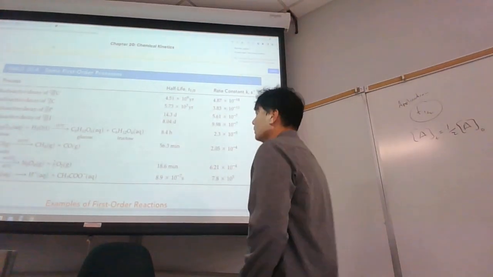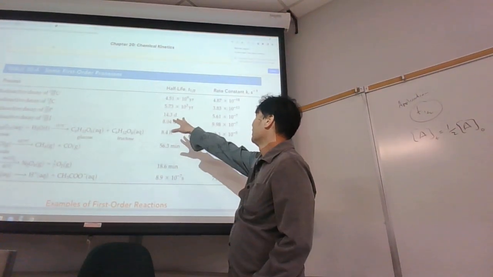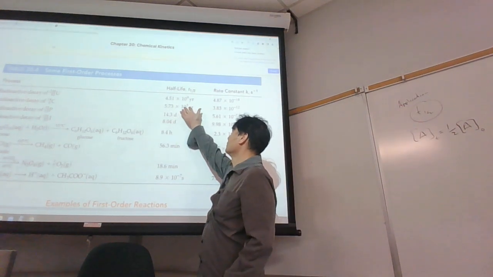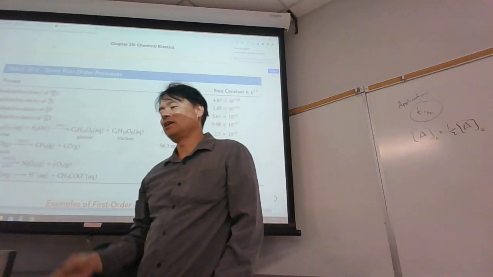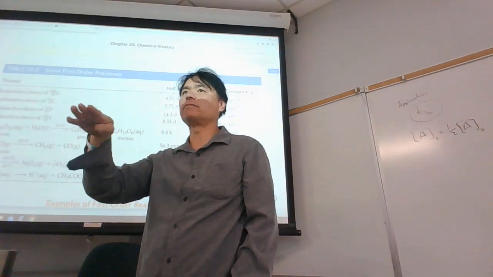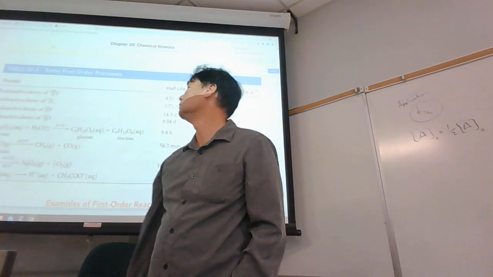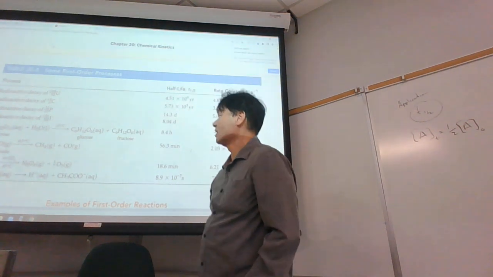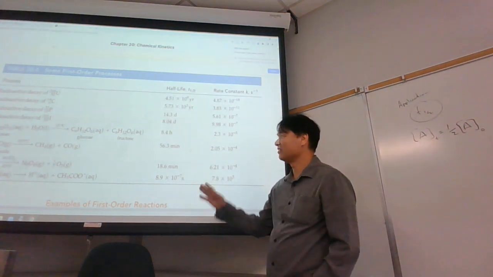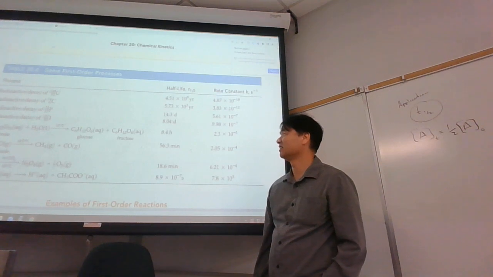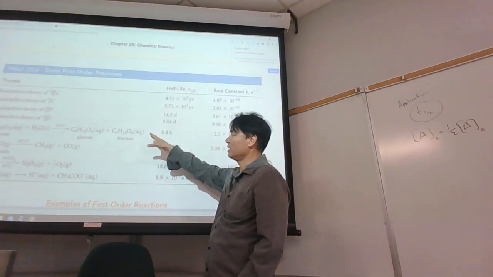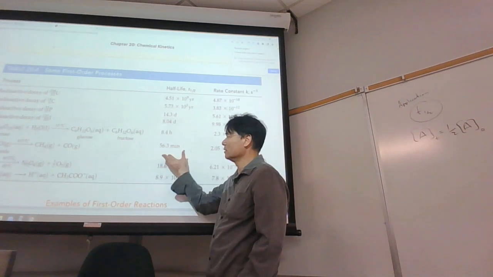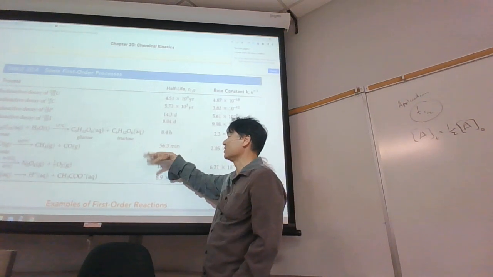Half-life gives us a visual way of thinking about it as well. So if we look at the radioactive decay of U-238, it takes 4.5 billion years. And so if you have a U-238 sample, half of it will decay in 4.5 billion years. In the next 4.5 billion years, half of that will decay, etc. And so radioactive decay is first order.